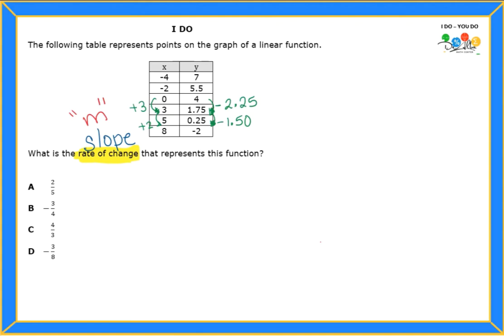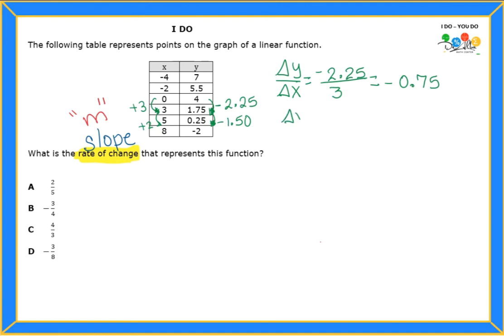Okay, so this is basically the change of the y over the change of the x, if you remember. So I'm going to write it down over here. Change of y over change of x. I'm going to look at the first one. The change of y is negative 2.25, and the change of x is a 3. Go ahead and simplify those two for me, and you will get a negative 0.75.